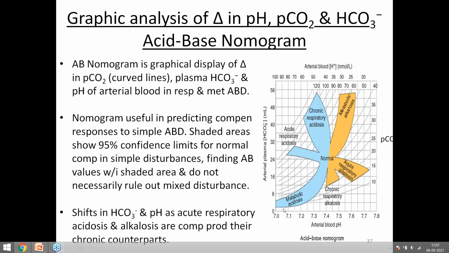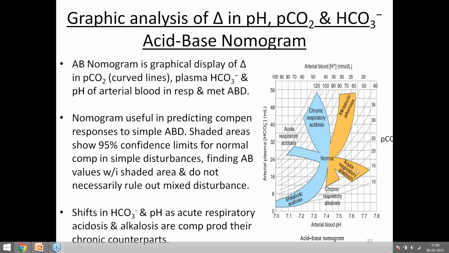Now let's go on to alkalosis. For metabolic alkalosis, the pH will increase, and so will your bicarb values. That is the classic case of metabolic alkalosis. Here for respiratory alkalosis, we'll see the PCO2 values, and you can look at the bicarb value. So here, what do you see?